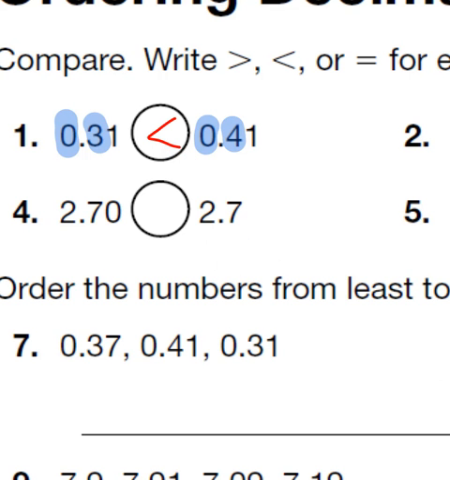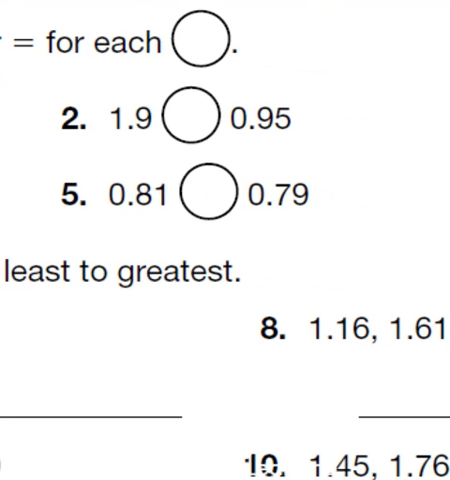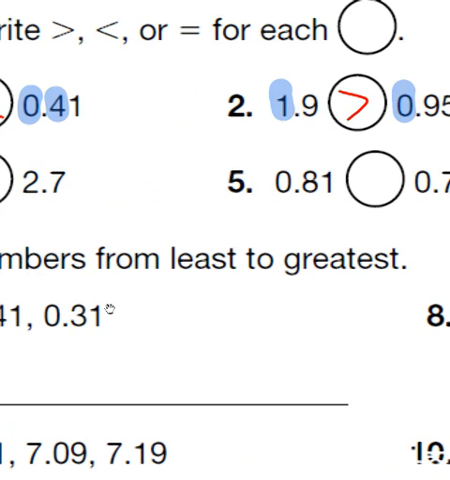If we look at the next problem, number 2, there's a 1 in the ones place and a 0 in the ones place of the other. So which one is greater? Well, the 1. That one was really easy. Let's go over here to number 4.